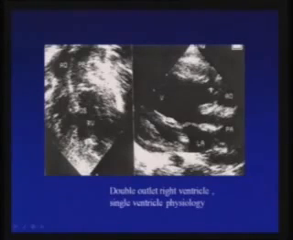Normally aorta is at the lower level, and pulmonary is at the higher level. Here we are getting both semilunar valves at the same level. Then we have to look for the aortic stenosis or the pulmonary stenosis.